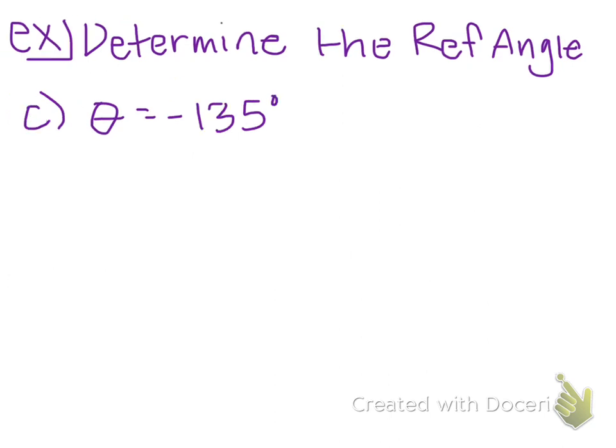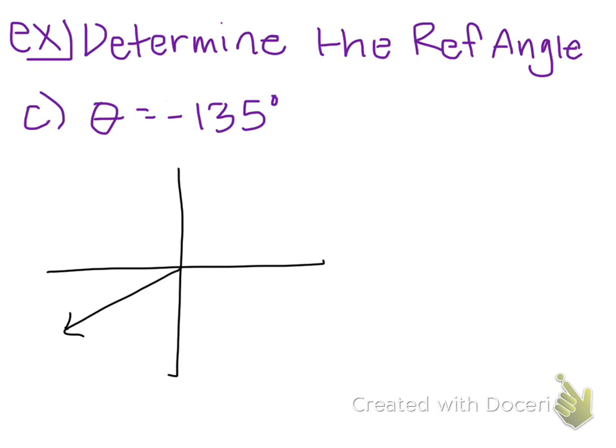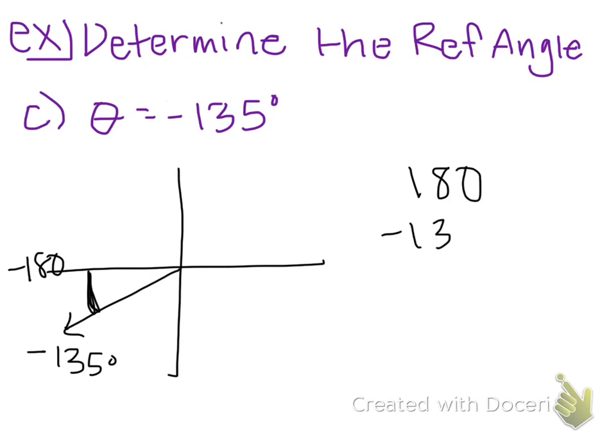Letter C, we have a negative 135 degrees. So a reference angle is always a positive acute angle. So we're always looking for the positive distance. So negative 135 falls in quadrant 3. We know that this is negative 180, so if I need to find the distance between the two, I would subtract these values. So I have 180 minus 135, and when I subtract them, I'm left with 45 degrees. So my reference angle is a positive 45 degrees between those two spots.